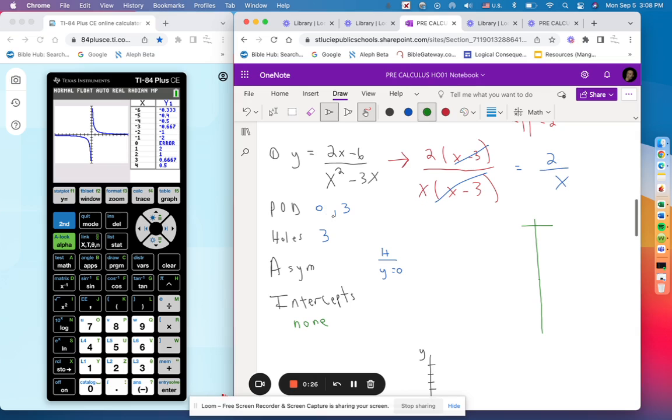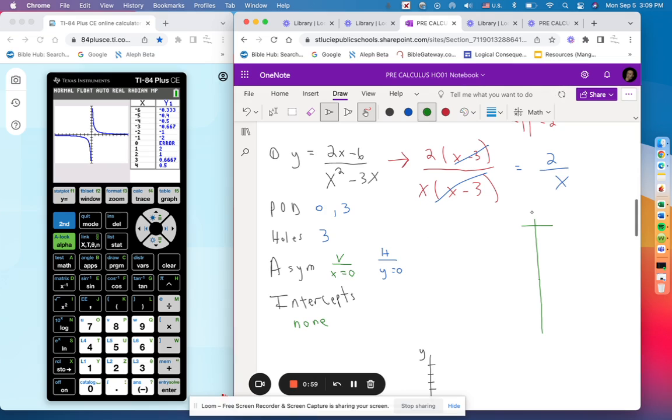So my points of discontinuity are from the original equation before simplified. Whenever the denominator is equal to 0, so it's going to be 0 and 3. My holes are where it canceled. It's just going to be 3, undefined. My horizontal asymptote, this happens to be a type 1 function, so my horizontal asymptote is going to be y equals 0. And my vertical asymptote is going to be where the denominator is equal to 0, the simplified equation. So it's going to be x equals 0.